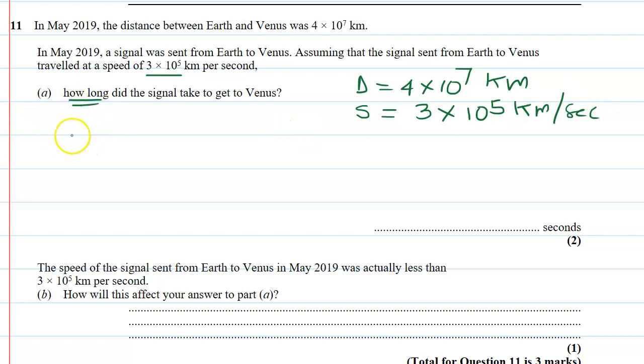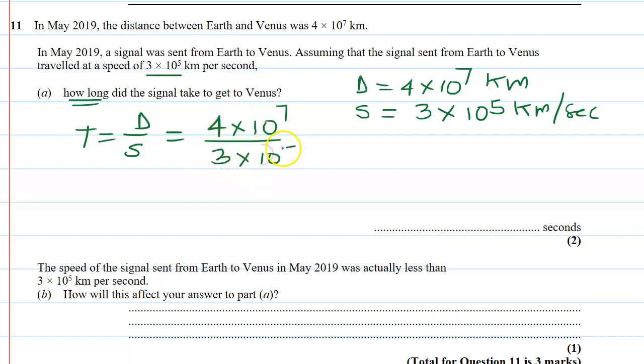So how long? It means they are asking time. So time equal to distance upon speed, and distance is given 4 into 10 to the power 7 kilometer divided by speed 3 into 10 to the power 5. If we solve that, we get 1.33 into 10 to the power 2, and that is equal to 133 seconds.